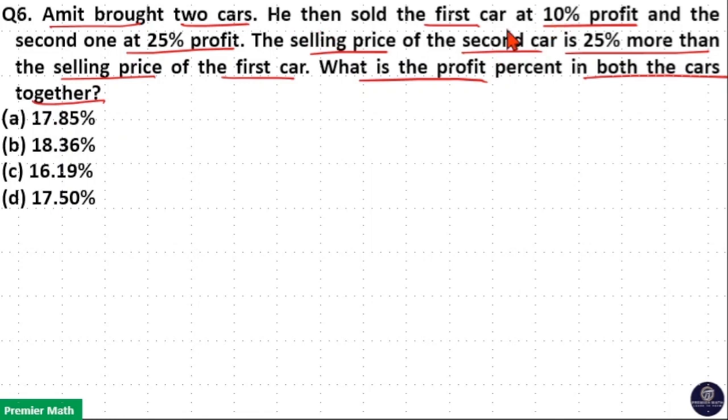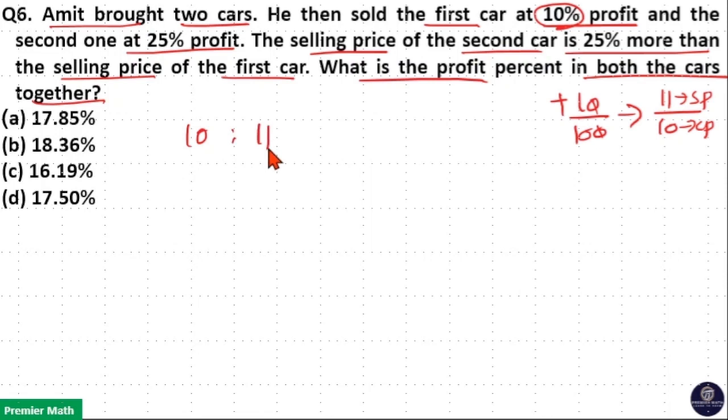Here Amit sold the first car at 10% profit, which means plus. 10% means 10 by 100, plus 1 by 10. If 10 parts is the cost price, then 10 plus 1, 11 parts is the sell price. Now take the ratio, that is 10 is to 11 is the cost price and sell price ratio.